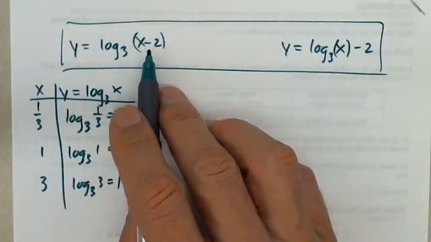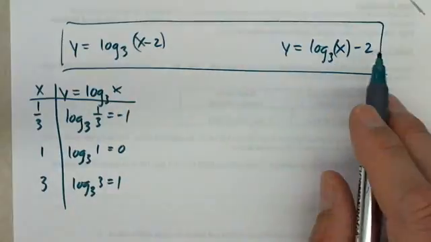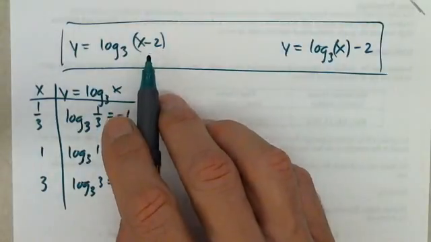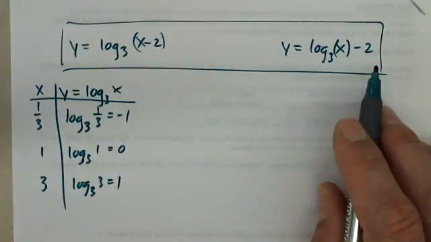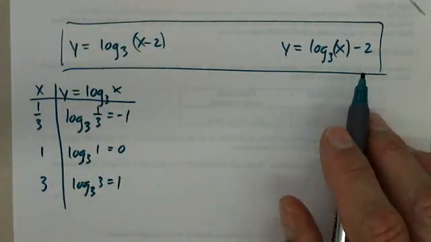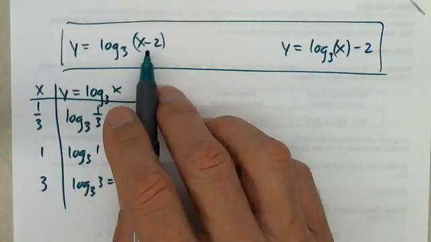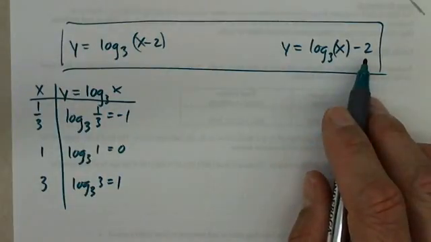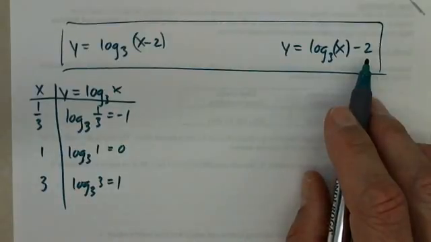Inside changes. If it's inside with the x, it's a horizontal change. If it's outside of the x, it's a vertical change. When it's inside, we do the inverse of what's given. When it's outside, we don't do the inverse. If we're going to have a horizontal change, we change the x value of each coordinate. And if it's an outside change, we change the y value of each coordinate.